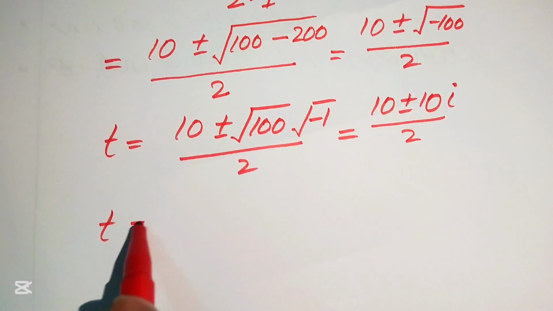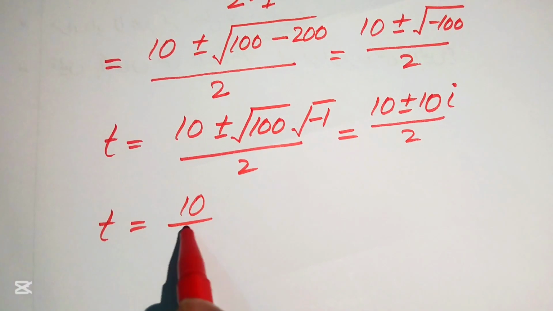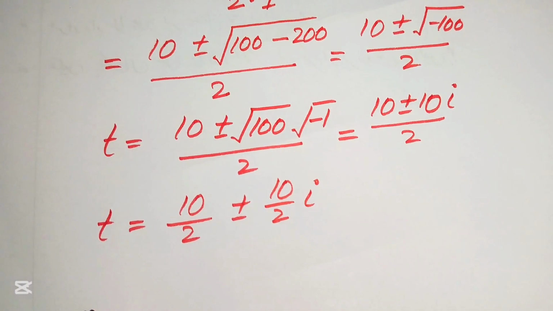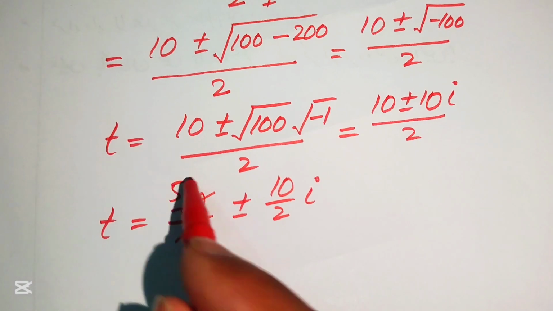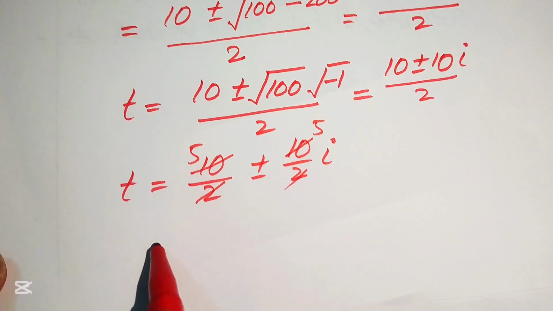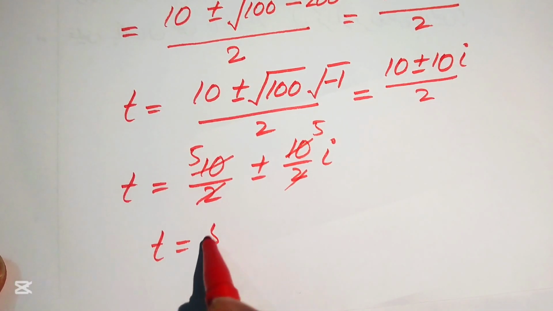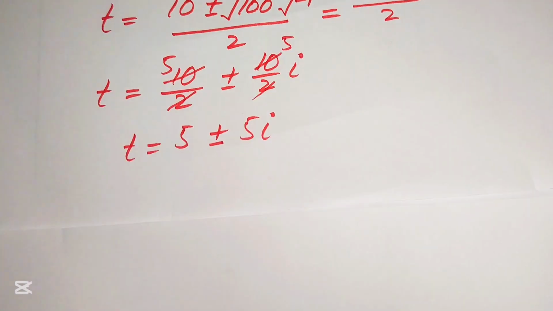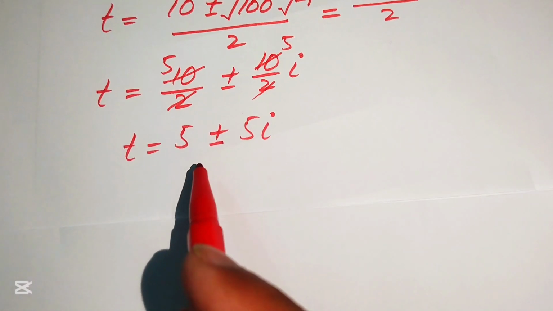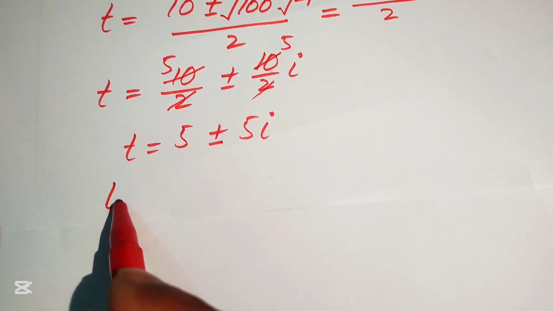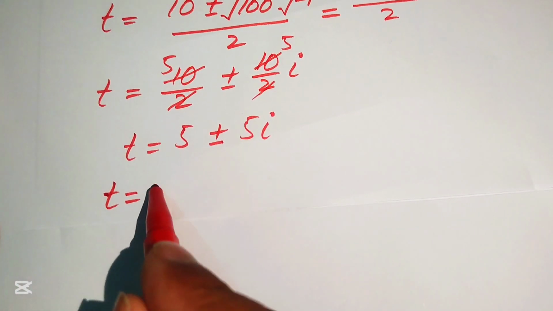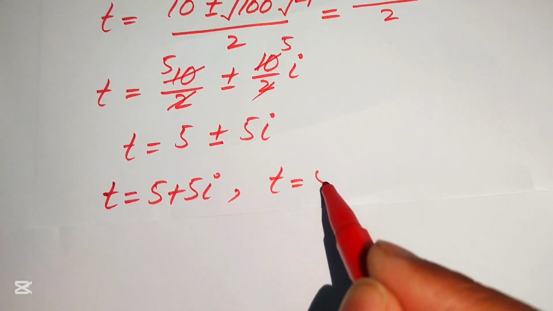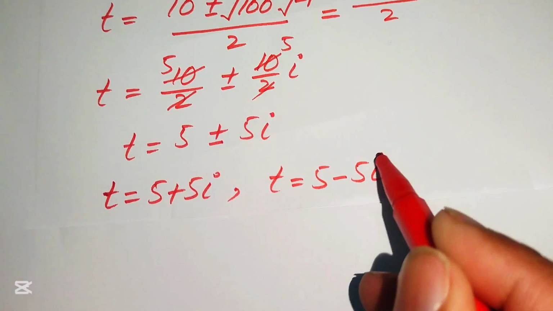Here we will break this fraction, and it will be written as 10 divided by 2 plus minus 10 divided by 2 times iota. You see that 2 fives are 10 and 2 fives are 10. So we get the two values of t as 5 plus minus 5 iota. In the next step we will break this value of t. First we write the positive value of t, which is 5 plus 5 iota, and here we put the negative value of t, which is 5 minus 5 iota.